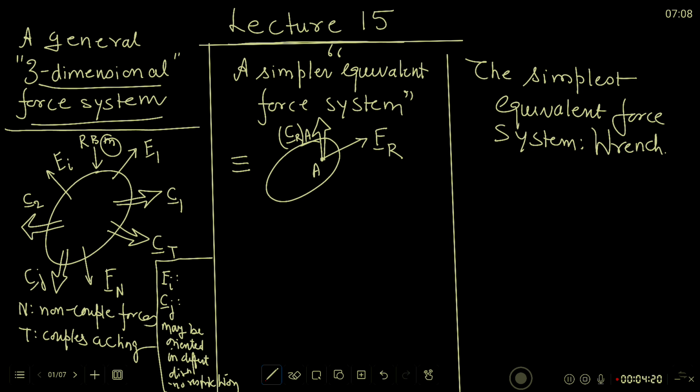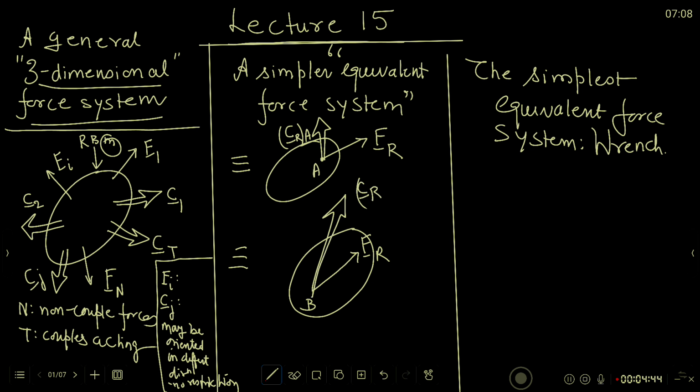I also showed that this choice of point A is arbitrary. One can go ahead and also have a force system in which that single force Fr acts at point B, and then there will be an associated torque CRB acting on the body. Of course, CRA and CRB will have some relationship. Those details I discussed last time. This is the overall picture.